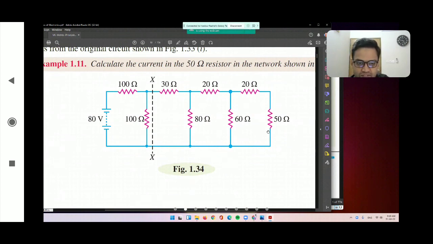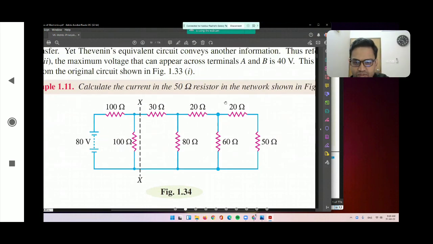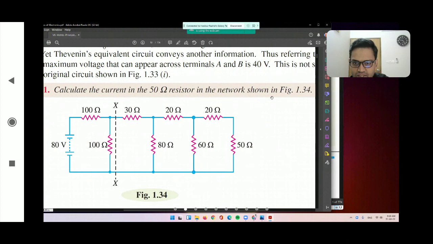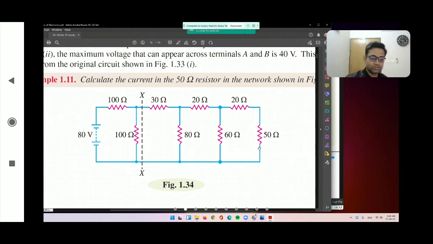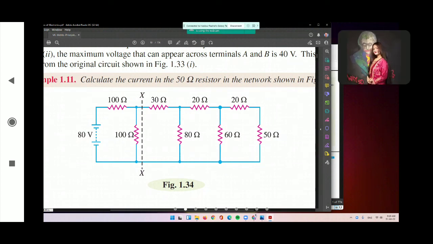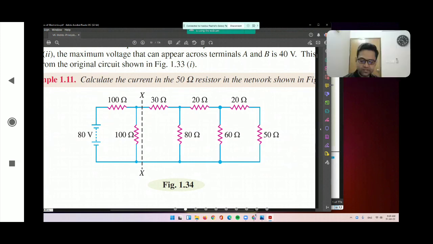Look at the question. Calculate the current in the 50 ohm resistance. This one, that is our RL, in the network shown in figure 1.34. So it is asking what is the current going through this 50 ohm resistance. What will be your plan to solve this? Thevenin's theorem. Thevenin's theorem. How?